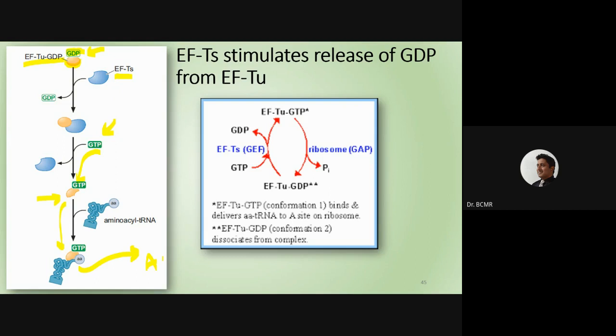Say, for example, if you have invented a drug that will inhibit the activity of EF-Ts, what will happen? Translation will come to a halt. Why would that happen? Because if EF-Ts is not there, there is nothing that can replace the GDP with GTP. If there is no GTP on EF-Tu, then there is no way of charged amino acids, the charged tRNA, getting into the A site. If that is not there, translation will come to a halt.